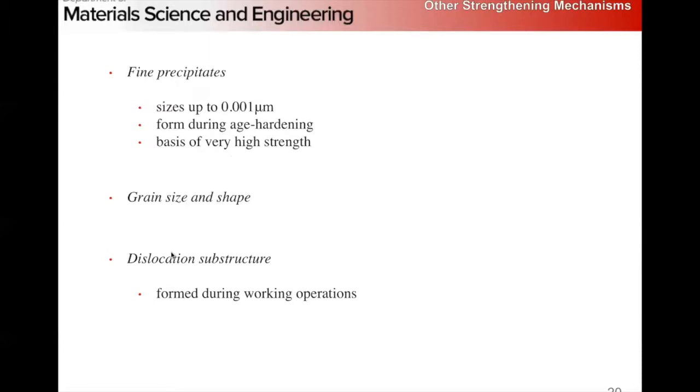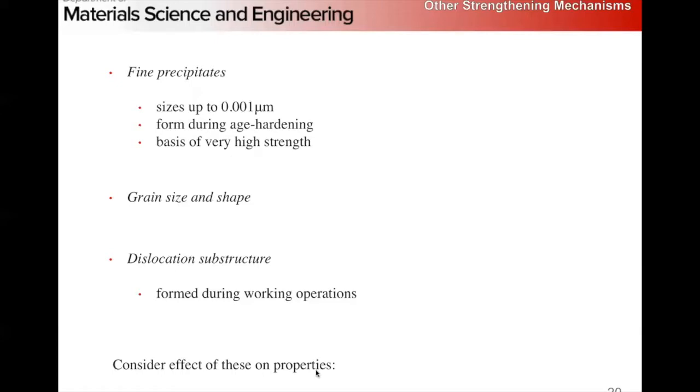Okay. Grain size and shape is quite important to the properties of the aluminum alloy. Dislocation substructure: remember, we talked about low energy dislocation structures that form during working operations. Dislocations tend to form dislocation cells, where the dislocations are packed into the cell walls with the largely dislocation-free center of those cells.